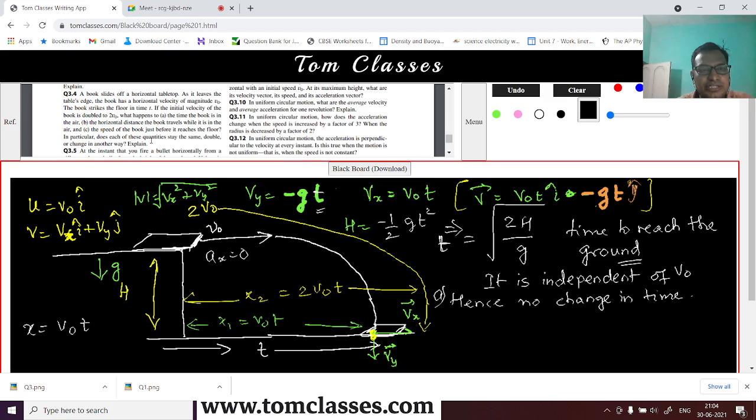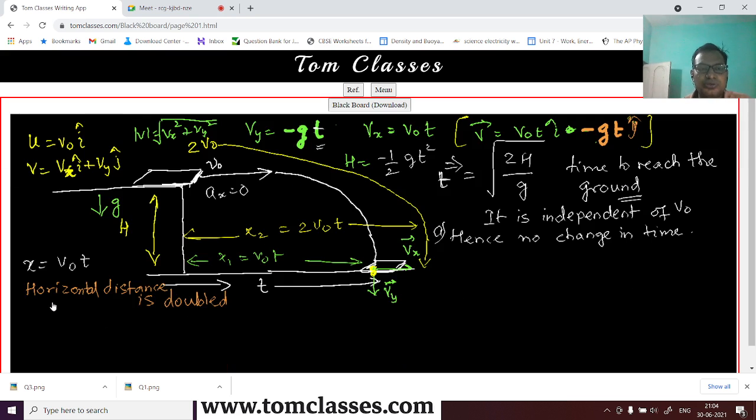In particular, does each of these quantities stay the same, double, or change in another way? Explain. So we have to see that the range has changed, right? Horizontal distance gets doubled. Is that okay? Yes, sir. So horizontal distance is doubled. There is no change in the time to come down.